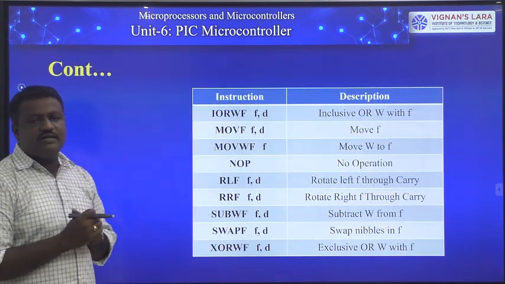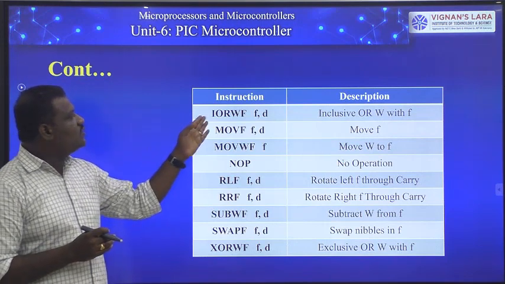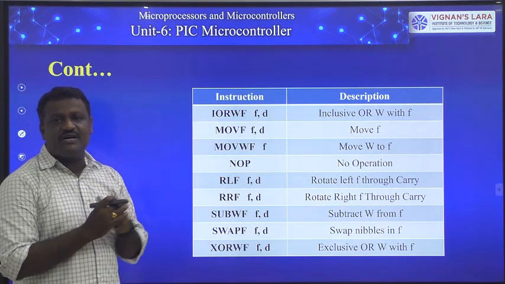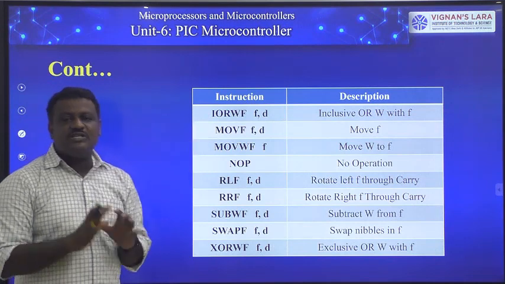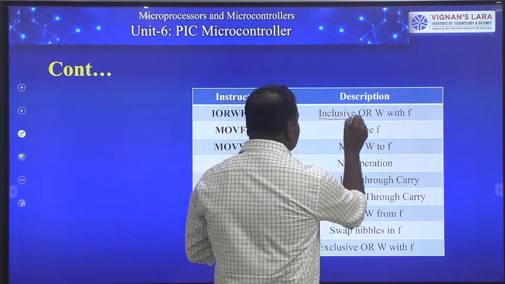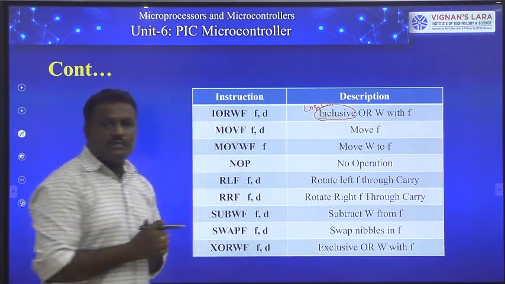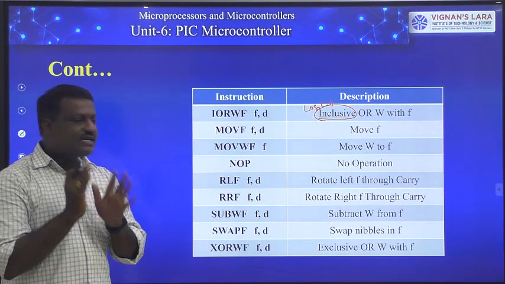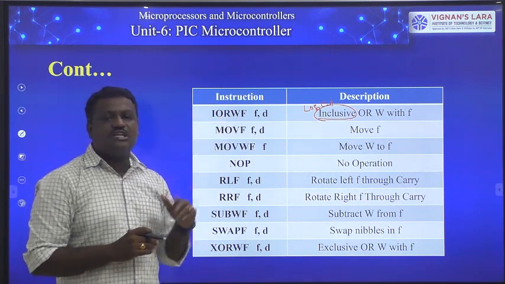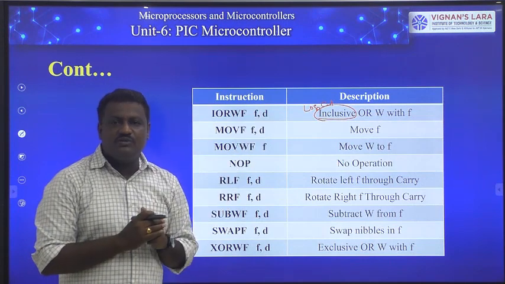And we have other instructions in these byte-oriented instructions. That is IORWF F, D. IOR means inclusive OR, that is logical OR. This is logical OR between the content of working register W and file register F. Again, based on the D value.